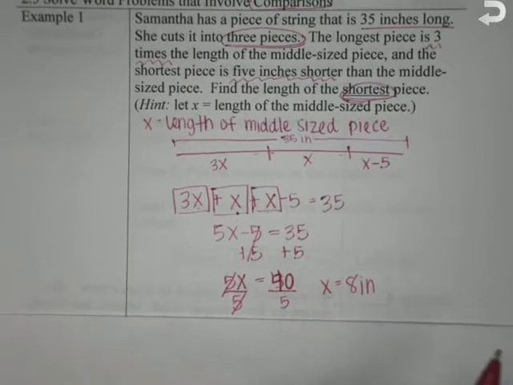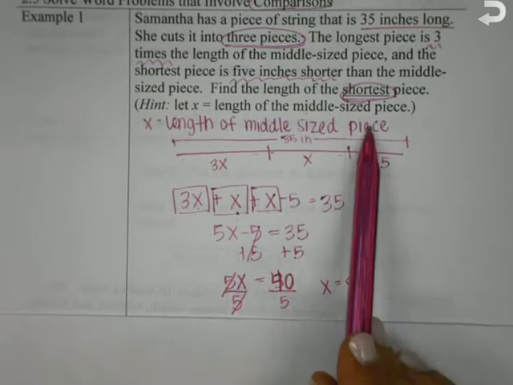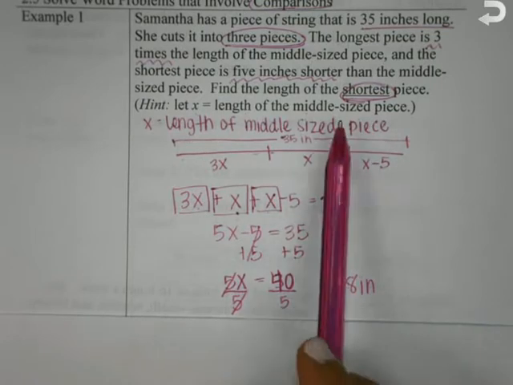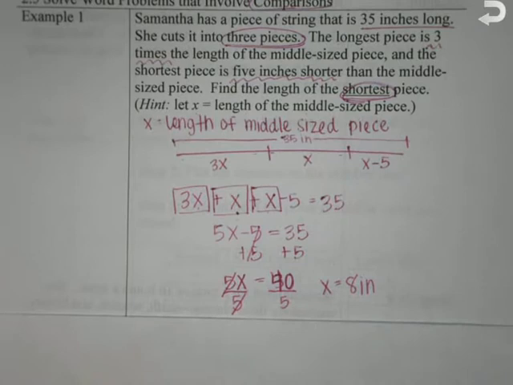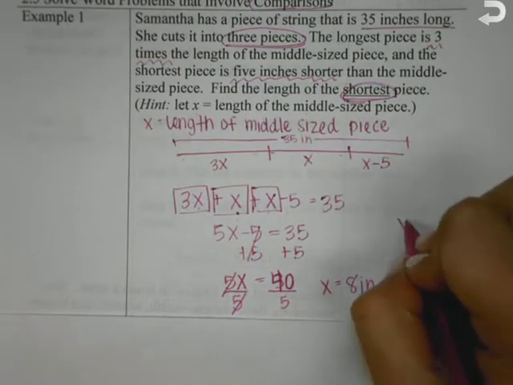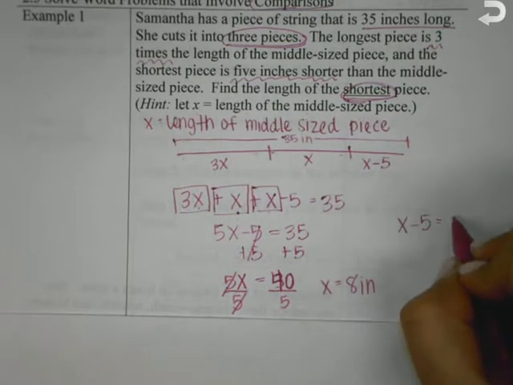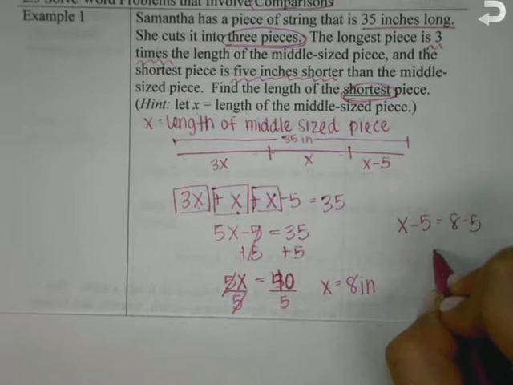What does the question ask me to find? The shortest piece. So which one of these three is the shortest? x minus 5. So what's x minus 5? That's 8 minus 5, which is equal to 3 inches.